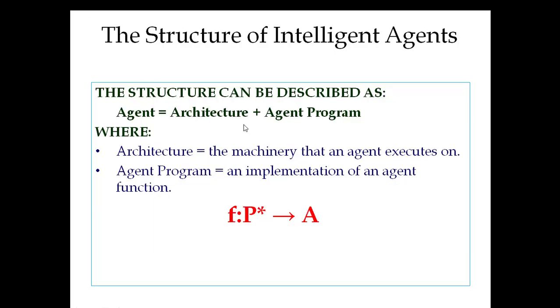Okay, so if we define the structure of an intelligent agent, then it will be like agent is equal to architecture plus agent program. What I have said, agent is equal to architecture plus agent program, and this architecture is the machinery that an agent executes on. Where the agent executes, that is the architecture, and agent program means an implementation of an agent function. And agent function, I already told you, is a function from a percept sequence to some actions. That is f from P star to A. Why P star? Because it may be from 0 to n number of times. So P star stands for the percept sequence and A for some actions. So we define an intelligent agent as the summation of architecture and agent program. Clear?